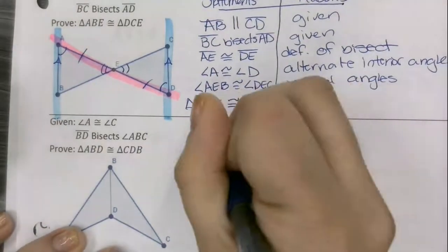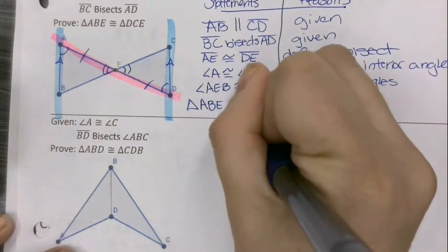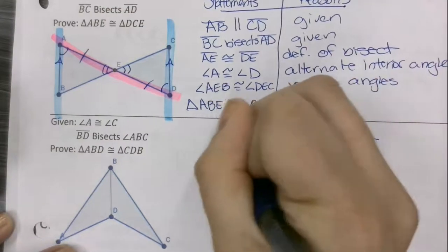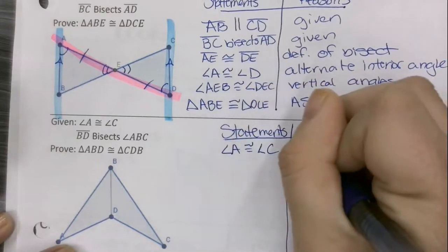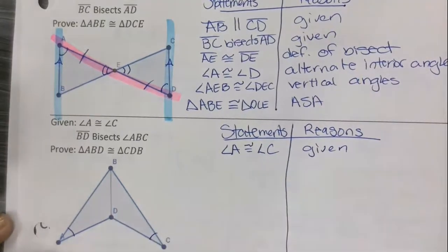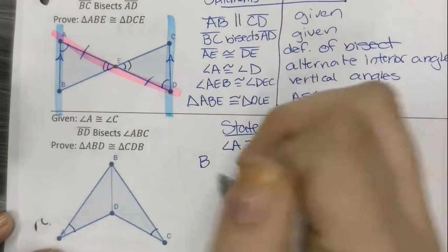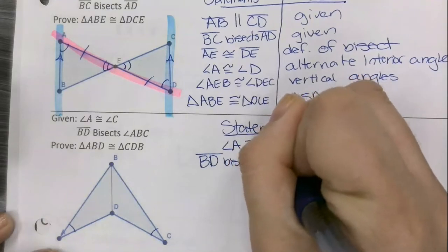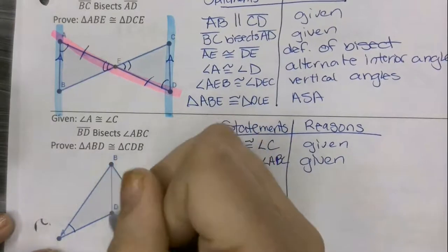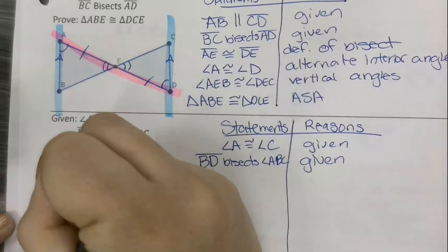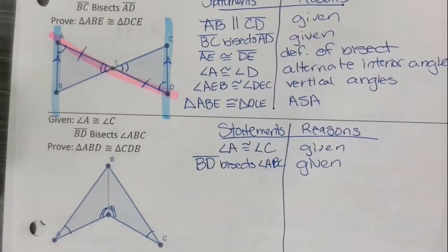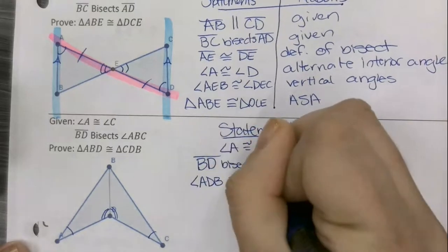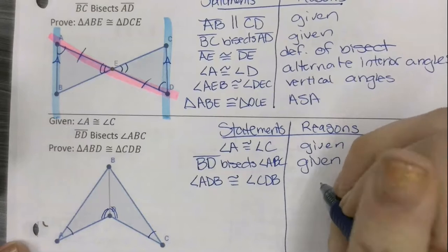Okay, for my last one, I am given that angle A is congruent to angle C, and that BD bisects angle ABC. So I want to start by writing out my givens. Angle A is congruent to angle C. And I mark it up on my picture. Then I am told BD bisects angle ABC. That's given to me. So now I want to use that BD is bisecting the angle. Bisect means cuts in half, so it's cutting that angle in half. So I can say angle ADB is congruent to angle CDB, and this would be by definition of bisect.